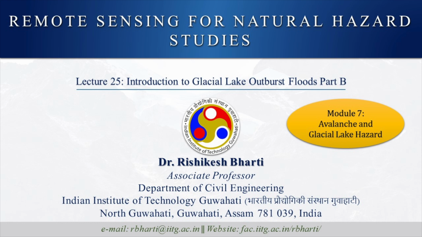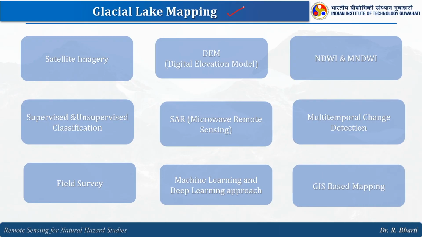In the previous part, we have completed the glacial lakes, how they form, what are the different types of glacial lakes, and what are the different types of moraine dammed lake we have. So, now we will continue this discussion and we will see the details, how can we map the glacial lakes.